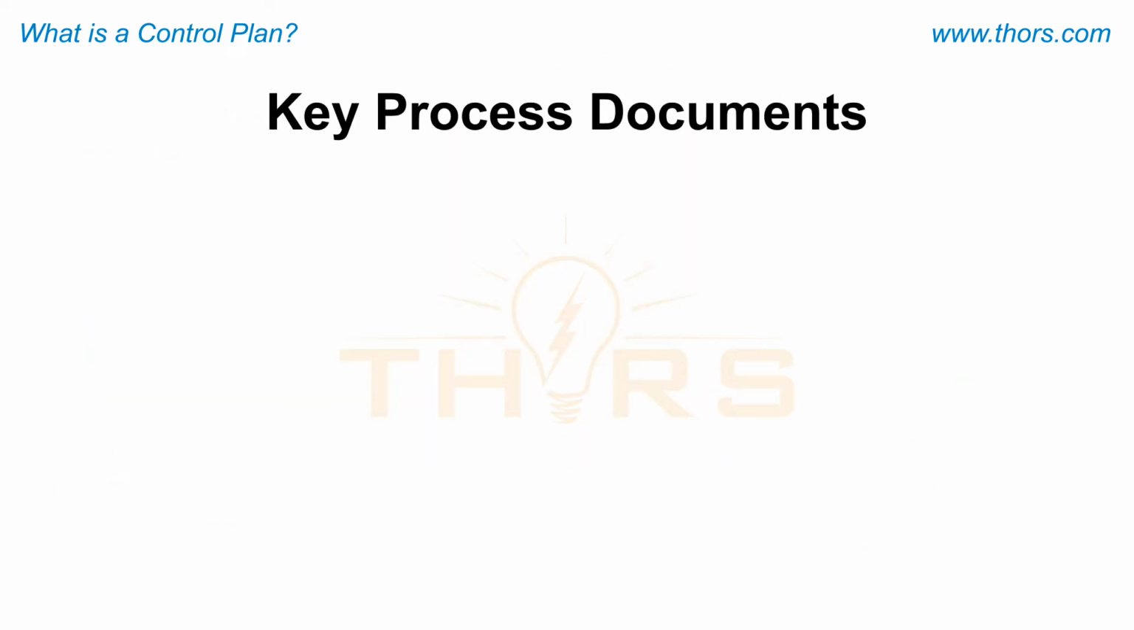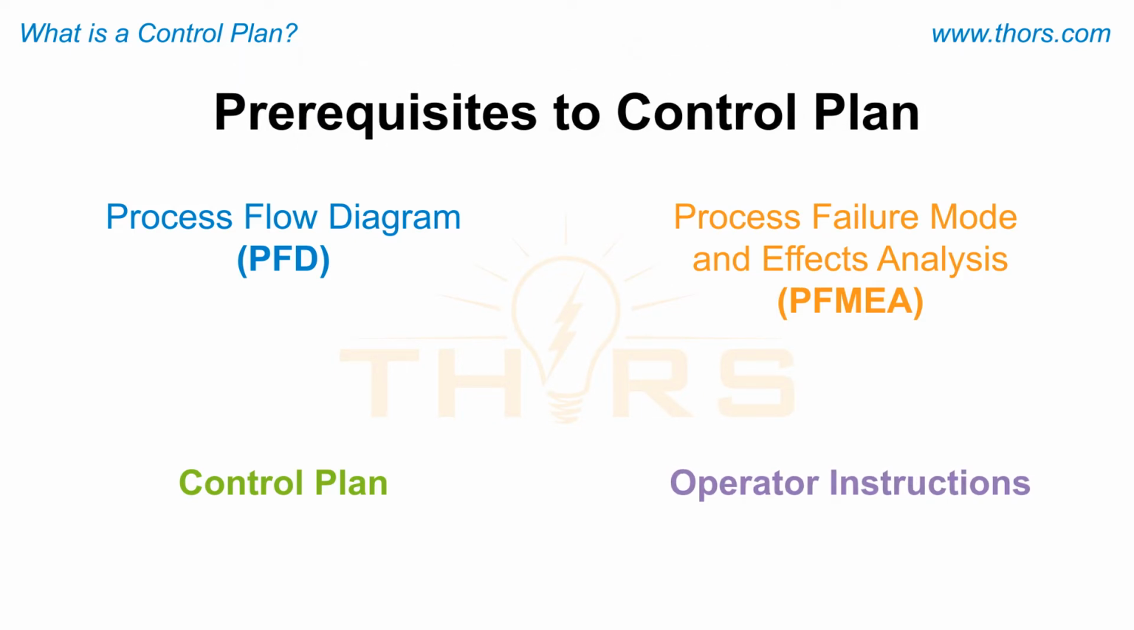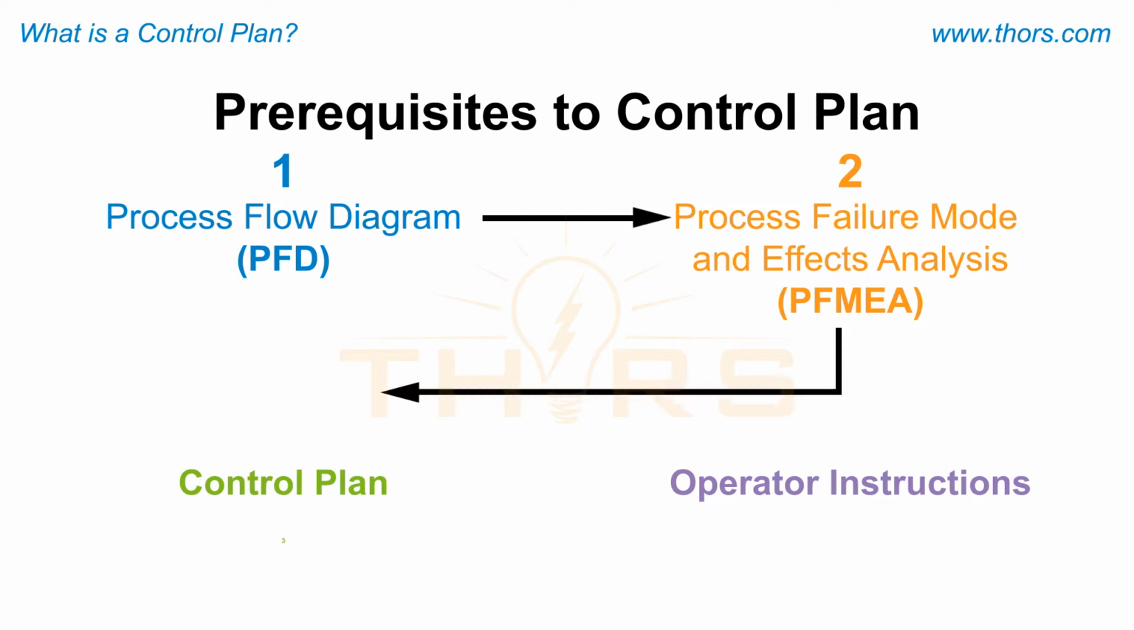In order to effectively control and maintain quality in the manufacturing process, the manufacturing organization develops 4 key process documents: the Process Flow Diagram, or the PFD, the Process Failure Mode and Effects Analysis, or the PFMEA, the Control Plan, and the Operator Instructions. The prerequisites for creating a control plan for a manufacturing process include developing the PFD and the PFMEA. Then the control plan can be created, followed by the operator instructions.